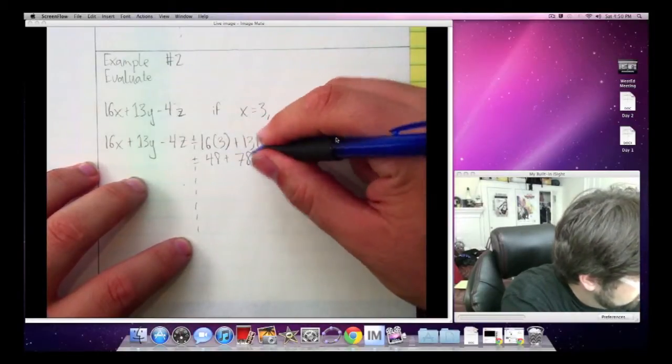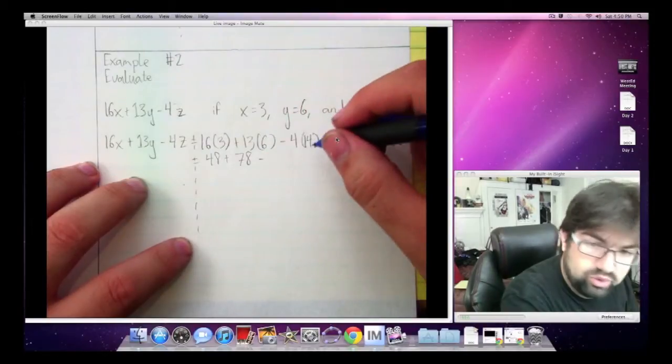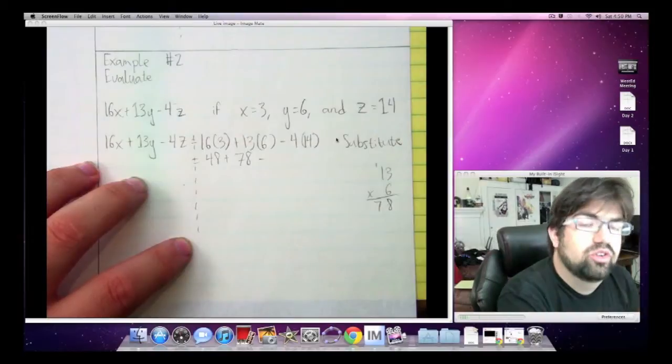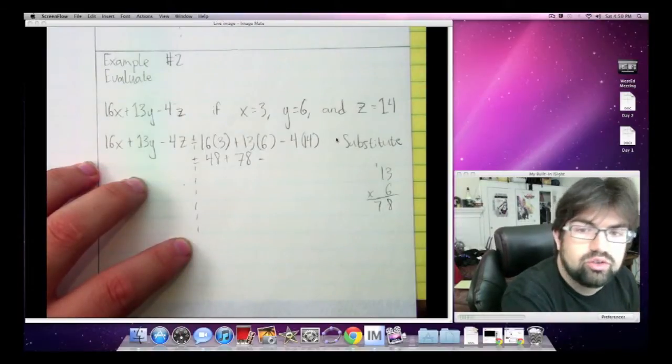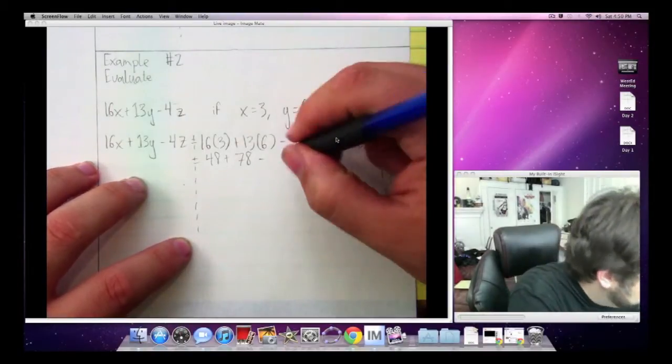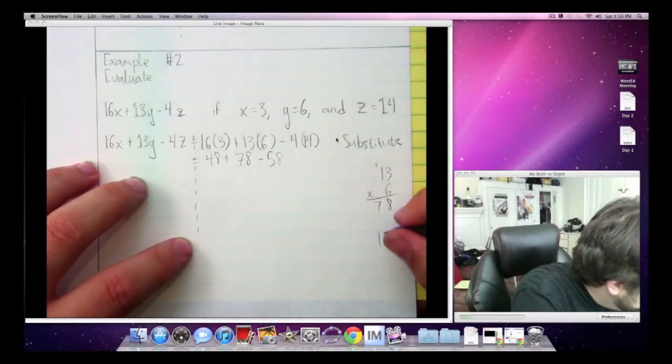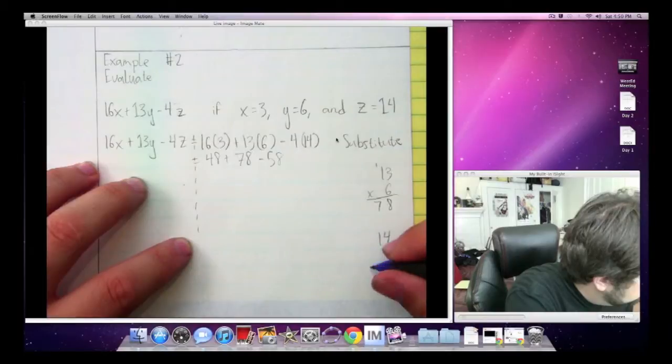78 minus 4 times 14, which for me, I know 14 is 2 times 7, and 2 times 4 is 8. 8 times 7 is 58. That's a little trick of moving the numbers around. Again, if you don't know how to do that, I'm going to do it right here for you.